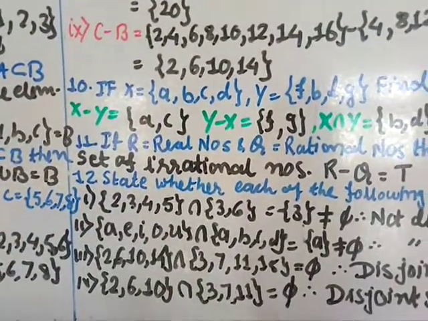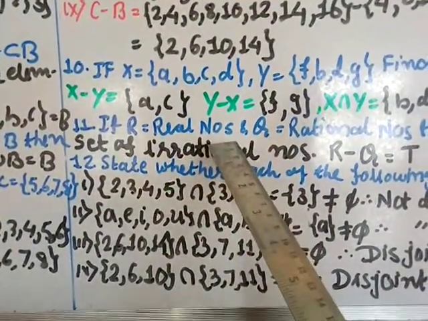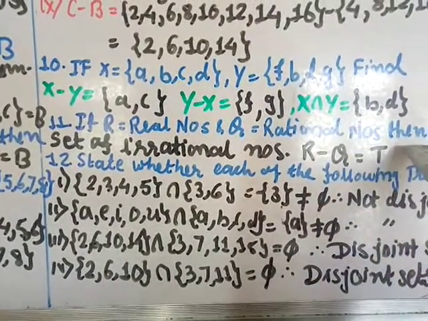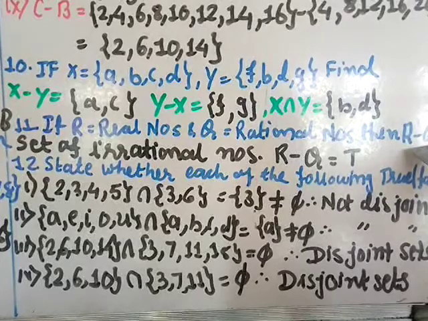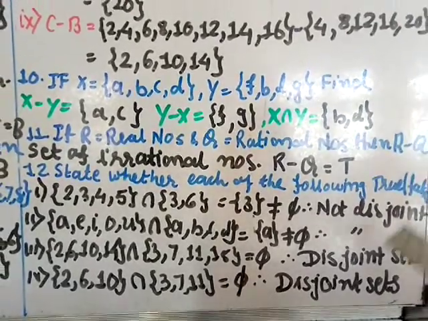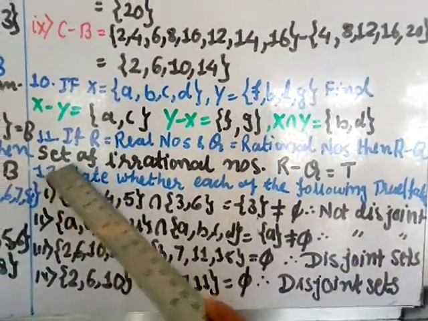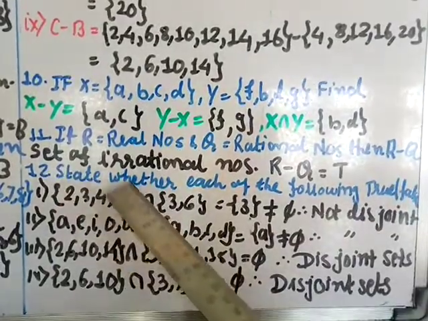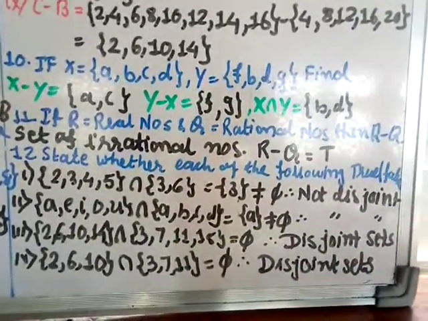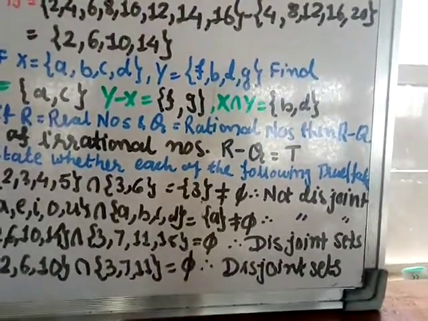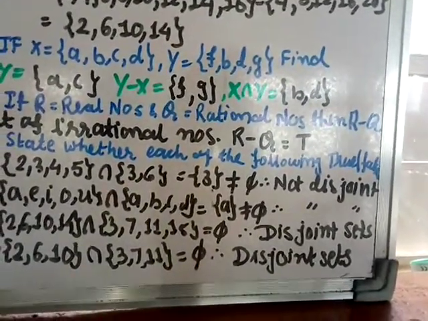Question number 11. If R is the set of real numbers and Q is the set of rational numbers, then R minus Q. From the real numbers, if you cancel all the rational numbers, then what you get is irrational numbers. Okay, so the answer is the set of irrational numbers. R minus Q is equal to T. T is the symbol we can use for the irrational numbers, or we can use I also. Question number 12.